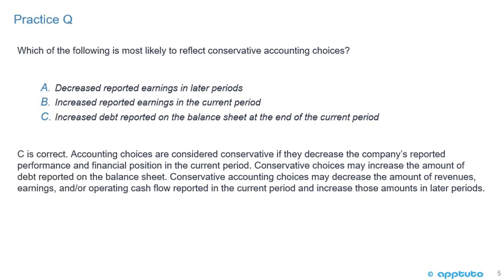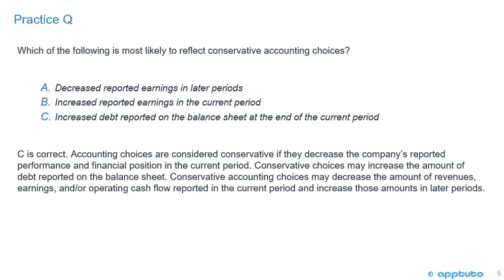Okay, this one was a little bit tricky because you're looking for the most likely and a conservative accounting choice. So C is correct. Accounting choices are considered conservative if they decrease the company's reported performance and financial position in the current period. So you can see B is wrong because it's increasing the reported earnings. That's not conservative, okay? And we're talking about the current period, so A is wrong because it's talking about decreased reported earnings in later periods.